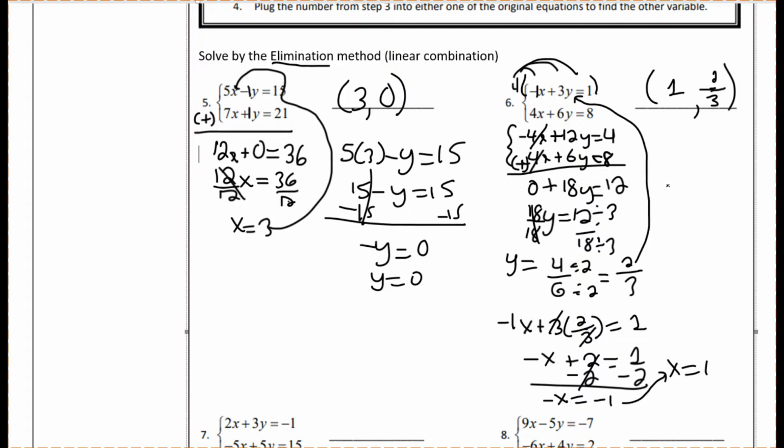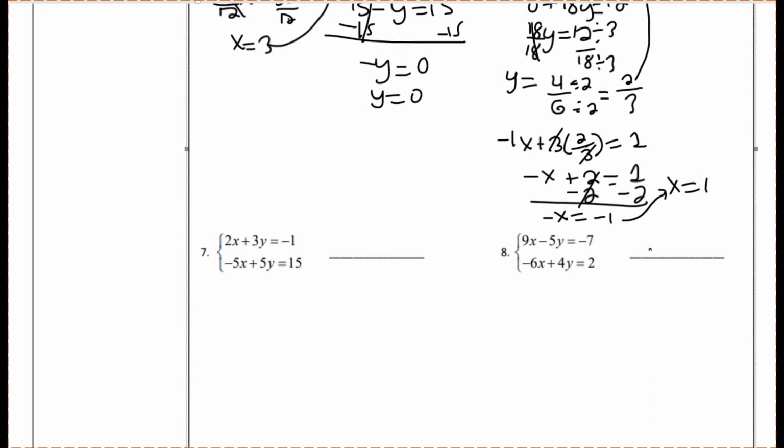All right, so (1, 2/3) is a solution. If you plug it in, you will get both statements to be true. So negative 1 plus 3 times 2/3 is 1. 4 plus 6 times 2/3 will give you 8. So this checks out.